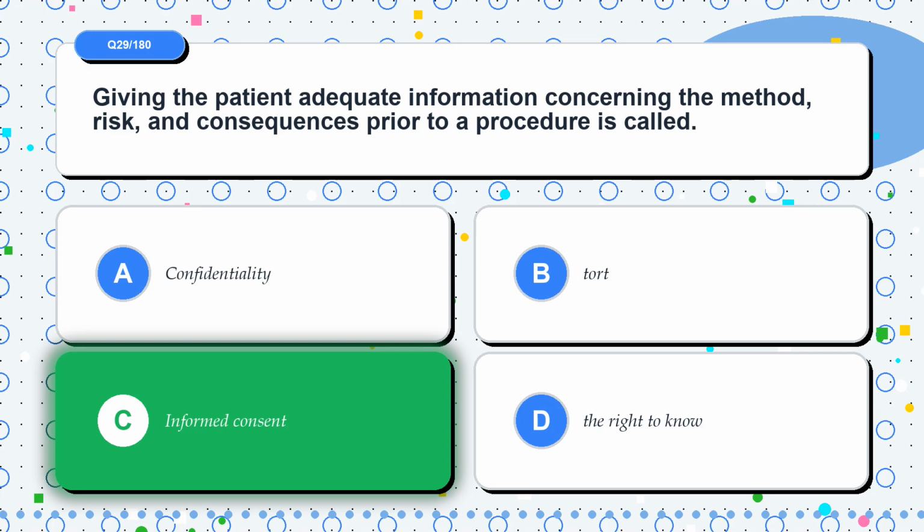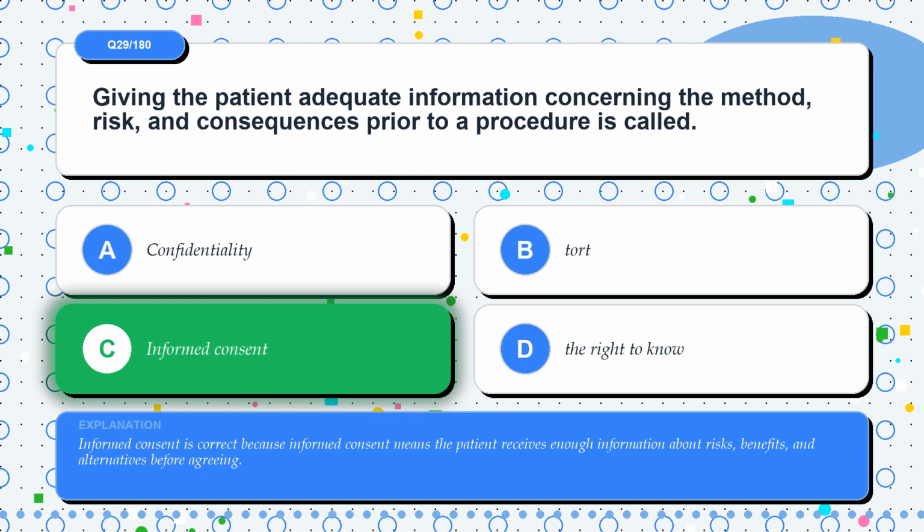The correct answer is option C. Informed consent. Informed consent is correct because informed consent means the patient receives enough information about risks, benefits, and alternatives before agreeing.